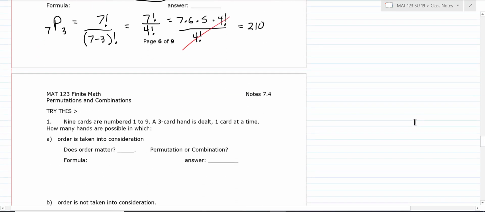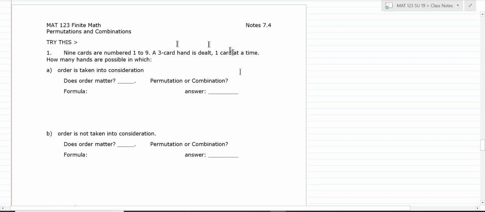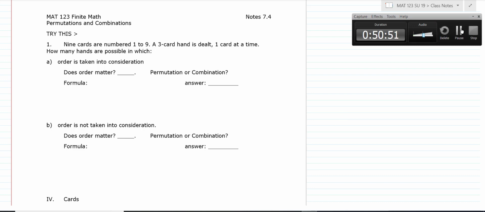Okay, so we're going to go to the next page. I'm going to let you do this problem. Just read the problem, think about it, see what you come up with. Go ahead and pause, work it out.